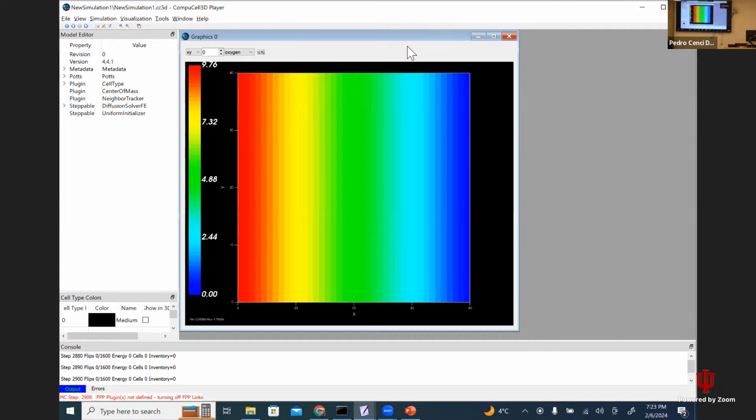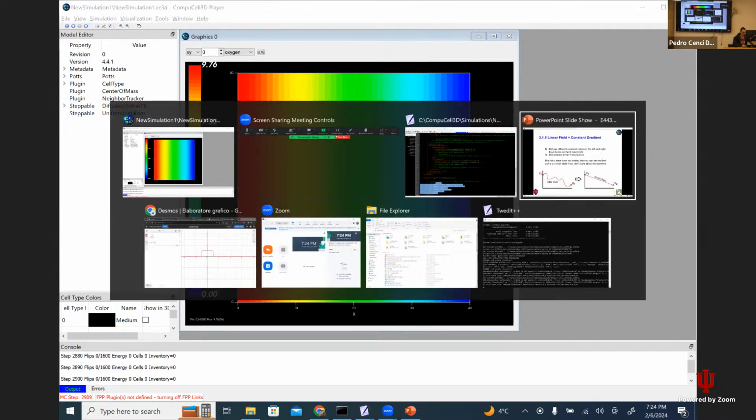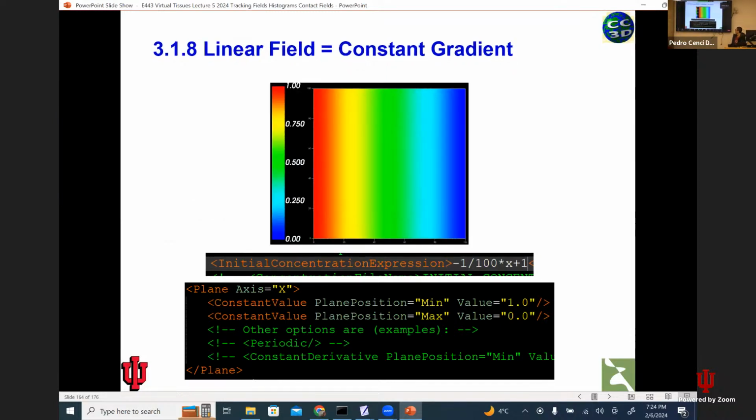This one won't work out the way you see there, because you set constant value 0 in the y planes. To reach this type, you either want periodic boundaries on y or constant derivative 0. And by the way, in the initial concentration expression you can reach steady state immediately. You can calculate the profile of the field from concentration in the left to concentration in the right, and set it as the initial condition for your field. That's how you reach steady state immediately if you want a linear gradient.